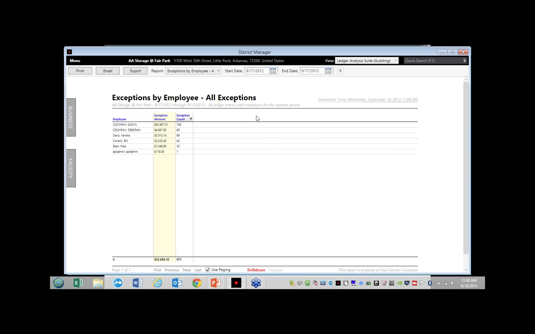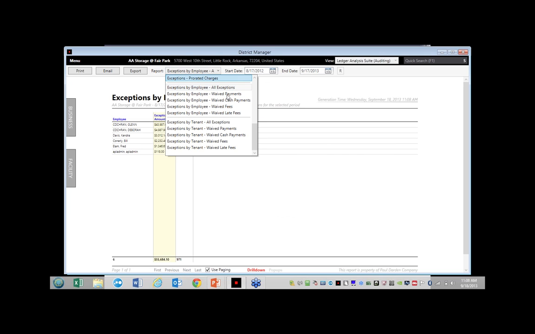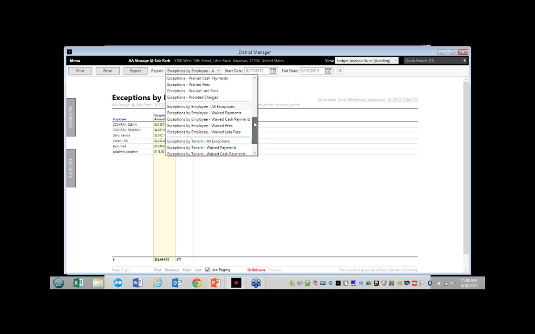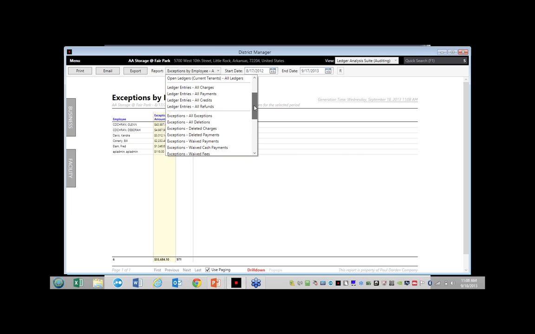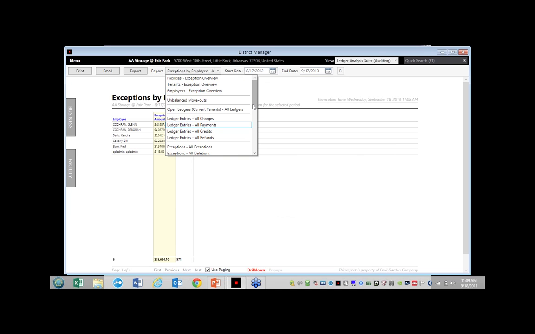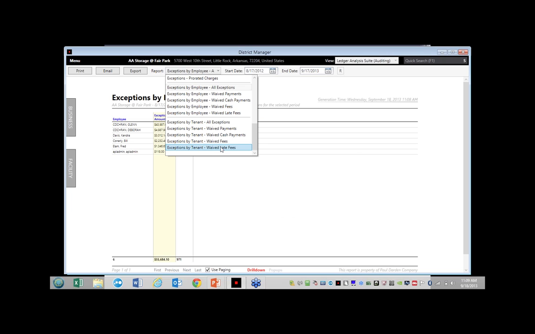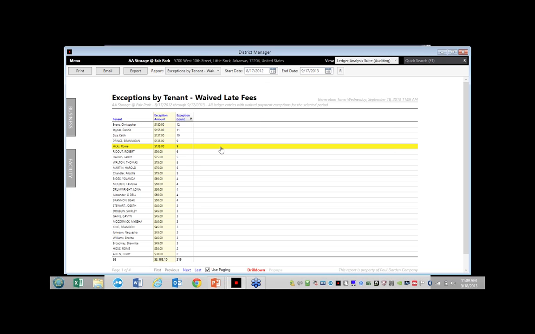One of the things we also look at is a manager, for example, playing favorites with the tenants. If we look at exceptions by, let me first be sure to get the tenant exception overview, and I'm going to look for exceptions specifically by tenant of late fees. What this ends up showing us, for example, is Christopher Evans has been waived 12 different times on late fees for a total of $180.